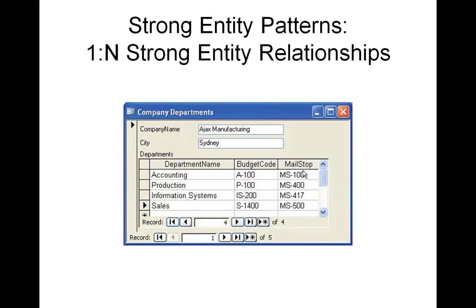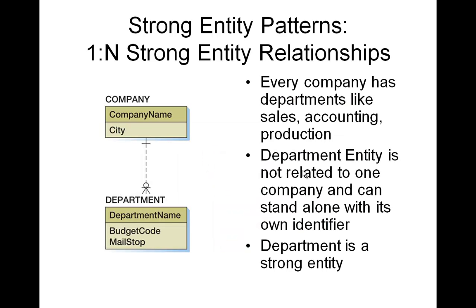A strong entity with a many-to-many relationship, like company and parts. Every part must have a company as a supplier, but every company need not supply a part. So actually the part can stand alone as a strong entity with a many-to-many relationship.